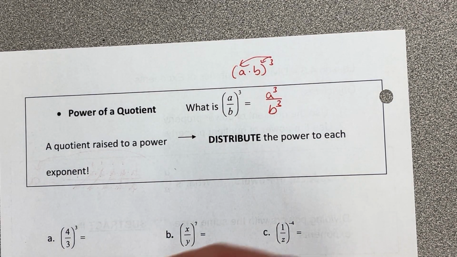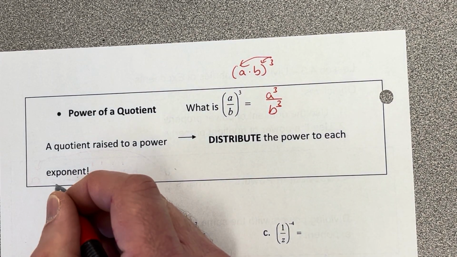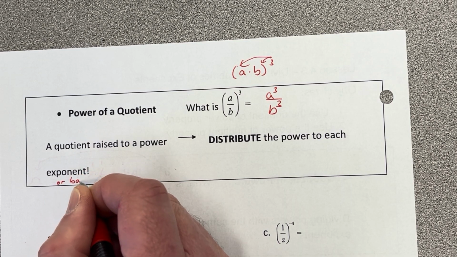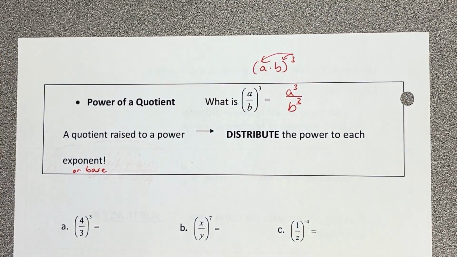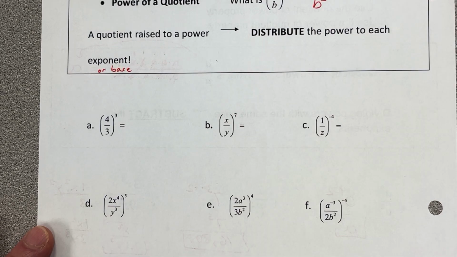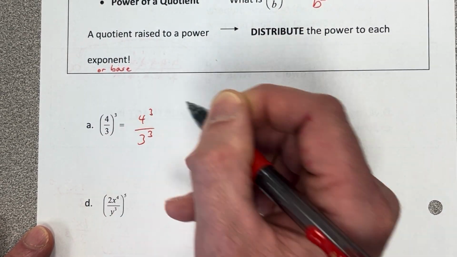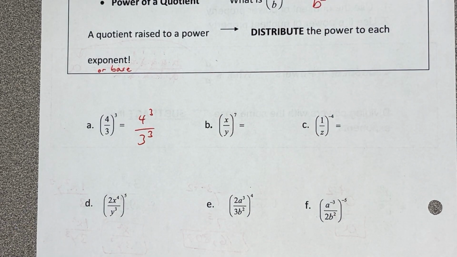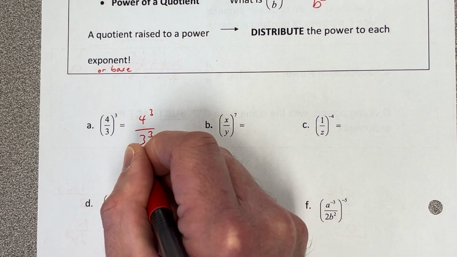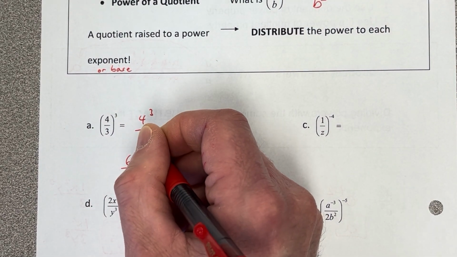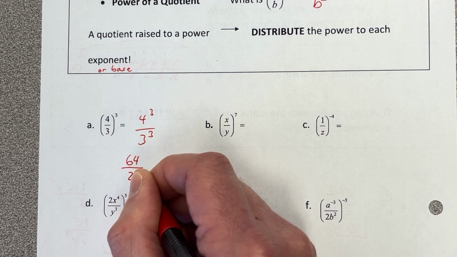So yeah, a quotient raised to a power, distribute the power to each exponent. Or you could think of it as to each base, depending on how you want to think about it. Okay, so on this first example, the 3 goes to each base. It'll be 4 to the 3rd, 3 to the 3rd, and then you can punch those in your calculator. And I get 64, and 3 times 3 is 9 times 3 is 27.